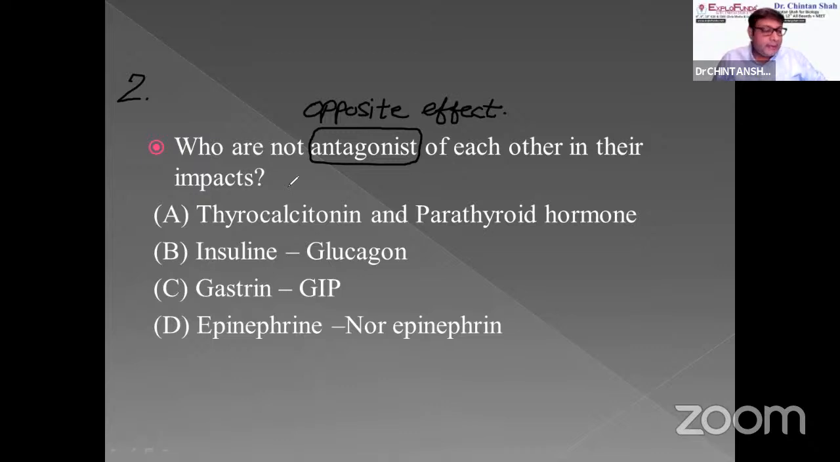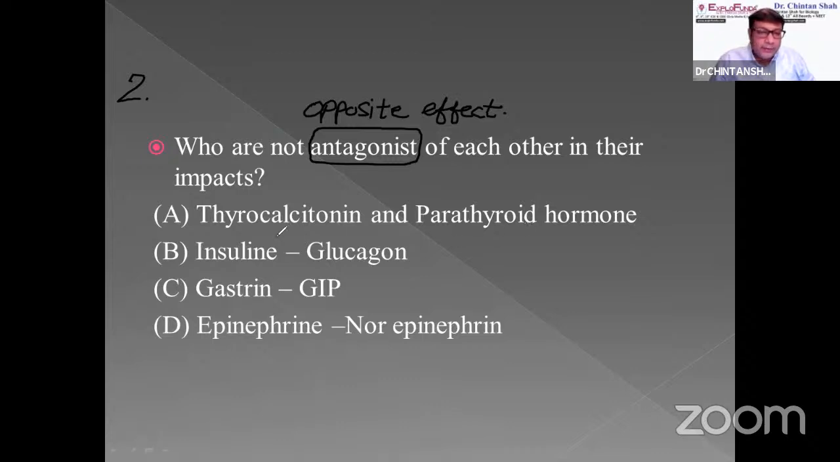The meaning of antagonist is hormones that are not antagonists of each other in their impacts. So there is thyrocalcitonin and parathyroid hormone, then insulin and glucagon, then gastrin and gastric inhibitory peptide, and epinephrine and norepinephrine. Epinephrine and norepinephrine are the same, so they don't have any kind of antagonist impact. But thyrocalcitonin and parathyroid hormone.